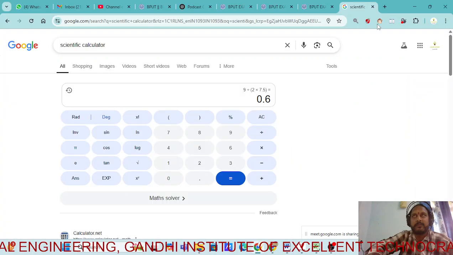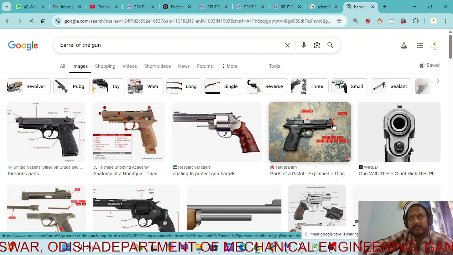Are you getting my points, all of you? Barrel of the gun, is it clear to you? Now please see here. Can you see all this? Here you can see the front portion, I'm showing with the arrow mark. That is the muzzle. This is the muzzle of the gun. Can you see the picture, all of you?